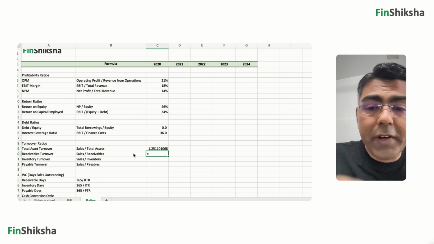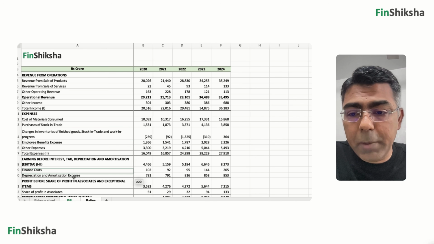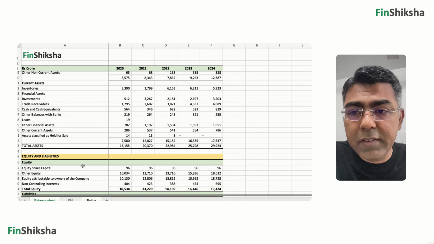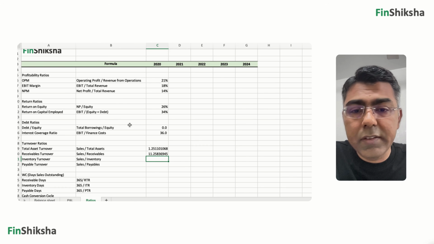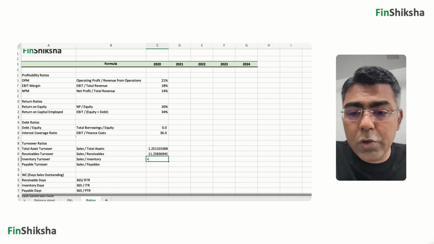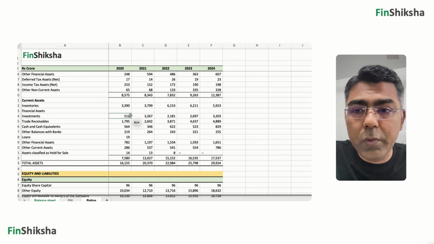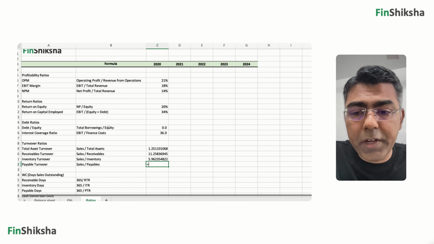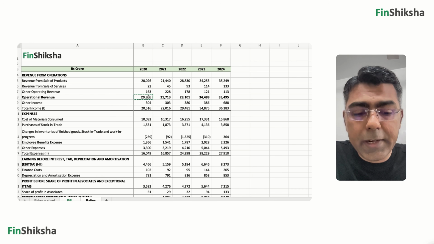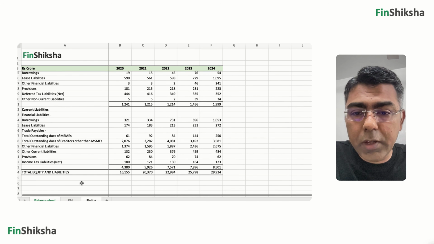Then sales upon receivables will be operating revenue divided by my receivables. On the balance sheet asset side, where are my receivables? Trade receivables are here, current assets. Then I look at inventory turnover. So operating revenue once again, divided by the inventory. So where's my inventory? Here. And payable turnover: operating revenue, divided by the payables on the right side.